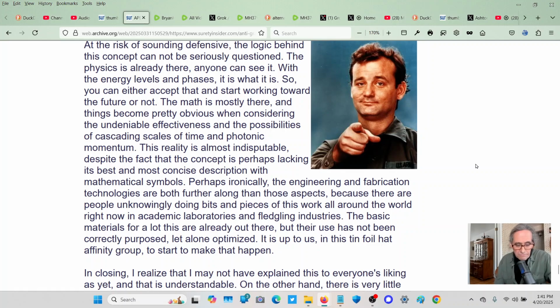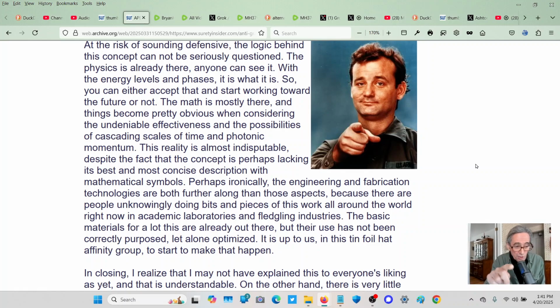At the risk of sounding defensive, the logic behind this concept cannot be seriously questioned. The physics is already there. Anyone can see it. With the energy levels and phases, it is what it is. So you can either accept that and start working toward the future or not. The math is mostly there. And things become pretty obvious when considering the undeniable effectiveness and the possibilities of cascading scales of time and photonic momentum.